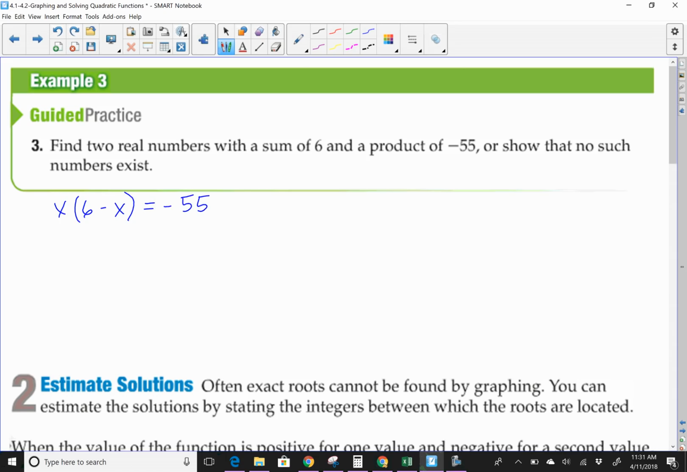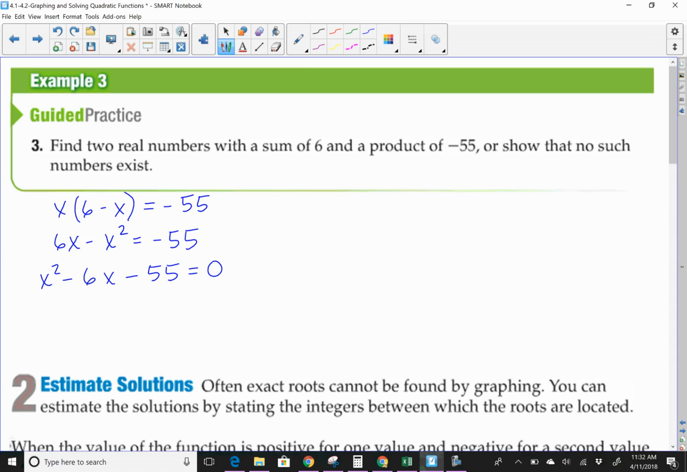There's my quadratic equation. If I multiply that out, I'm going to get 6x minus x squared equals negative 55. I am going to put that in standard form, which means I'm going to put x squared first and make it positive. And that's going to give me x squared minus 6x minus 55 equals 0.